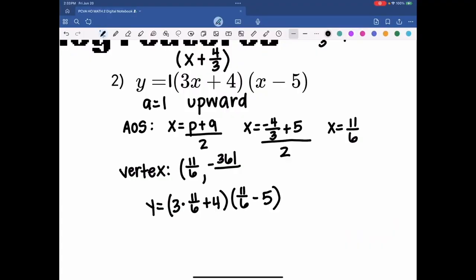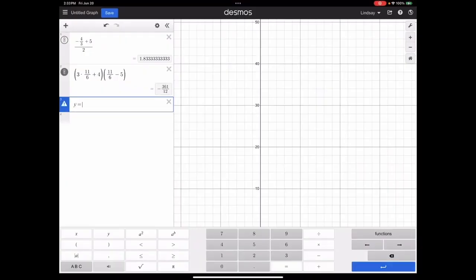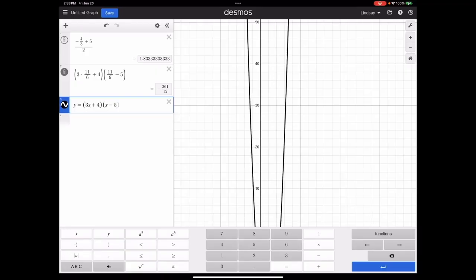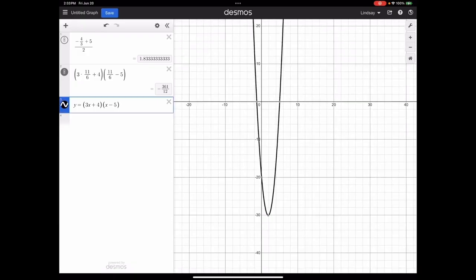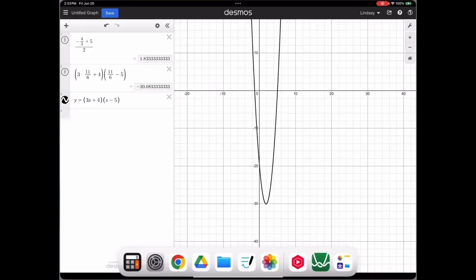Okay, so if I check this out and I look at the vertex and I put the original problem into Desmos, so I have y equals 3x plus 4 and then x minus 5. Okay, so I have my vertex here. It is opening upward. And remember, we calculated these earlier. We put them in decimal format, and those do match the vertex itself. We just put them in fraction format.